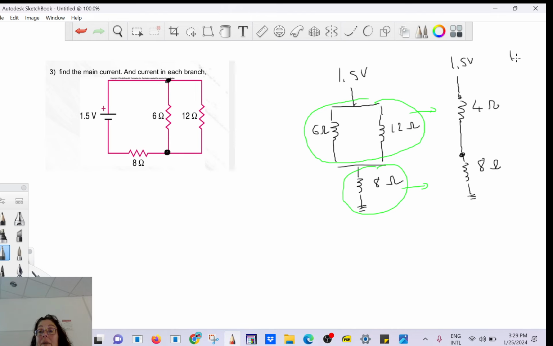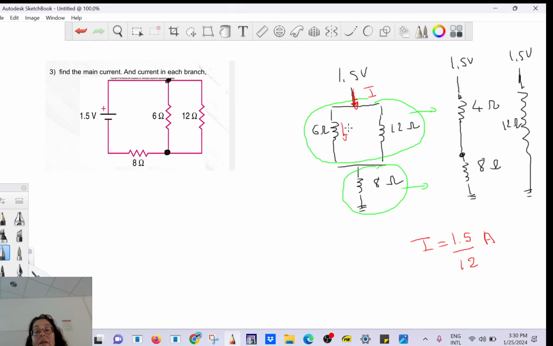What do I have now? Yes, I have a series. So you can replace everything by 12. And what's going to be the current? It's going to be 1.5 divided by 12 amps. A little bit challenging. So try to do that for next time. I1, and then you have I2, and then it combines here. I3.